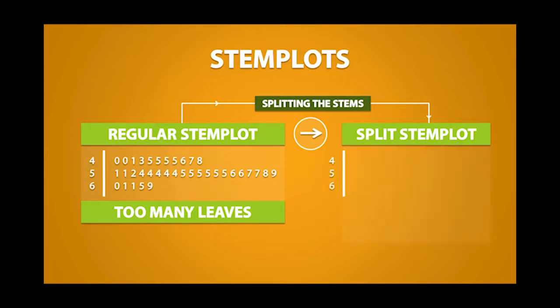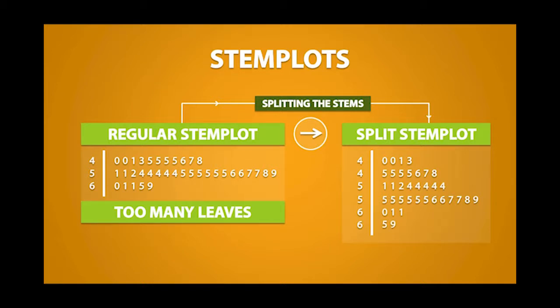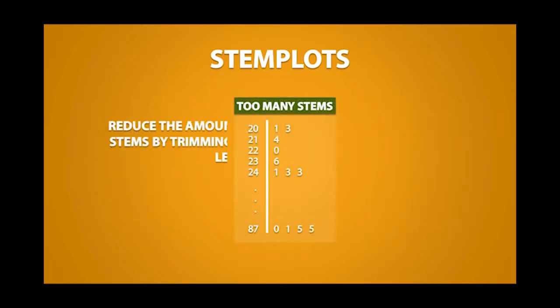To split the stems, we need to duplicate each stem. The first stem will run from 0 to 4, which corresponds to these values. And the second stem will run from 5 to 9, which corresponds to these values. The same logic can be applied to the rest of the stems. When we have too many stems, we can reduce the amount of stems by trimming the leaves.